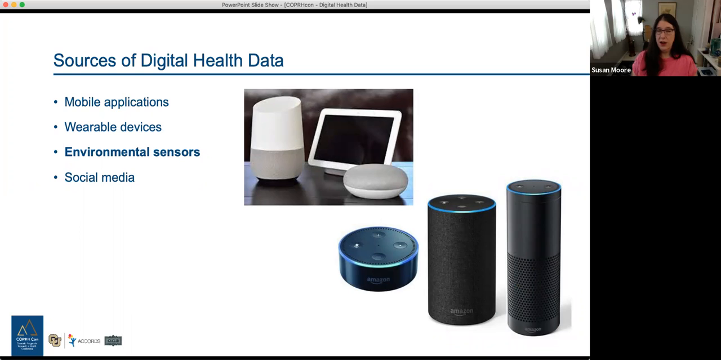Environmental sensors are another source of digital health data. Here on the screen, I'm showing the Google Nest devices and the Amazon Echo, the Echo Dot and the other Echo systems. There are a variety of other smart home devices available on the market as well. These can detect ambient noise, and some can detect pollution levels. They detect sound. They can detect stress in users based on vocal change, so vocal stress levels. They can track inquiry histories, so when you're asking your smart assistant different questions, they can keep track of that as well. All of that is useful for digital health solutions.